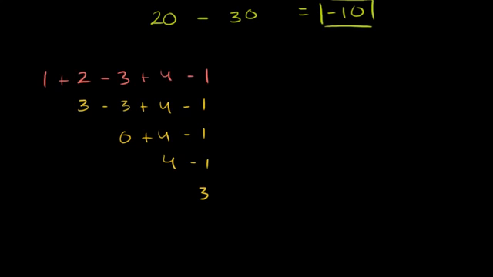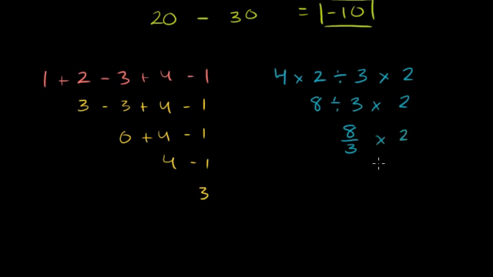Same thing if you have multiplication and division. They're at the same level. So if you have 4 times 2 divided by 3 times 2, you do 4 times 2 is 8 divided by 3 times 2. And you say 8 divided by 3 is, well, we'll get a fraction there. It would be 8/3. So this would be 8/3 times 2. And then 8/3 times 2 is equal to 16 over 3. That's how you interpret it. You don't do this multiplication first and divide the 2 by that and all of that.